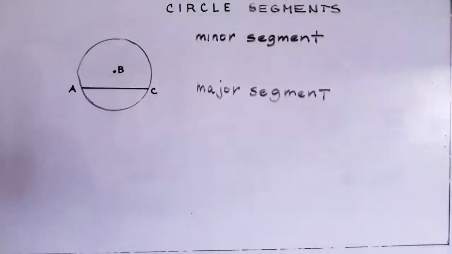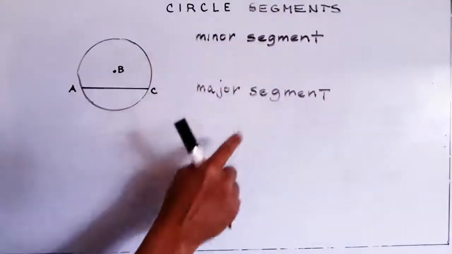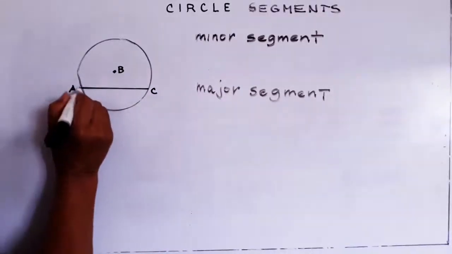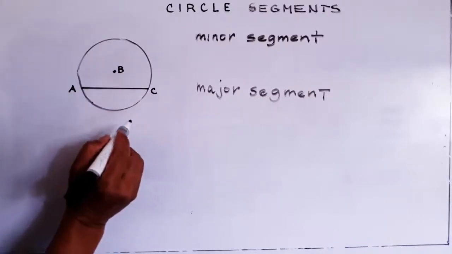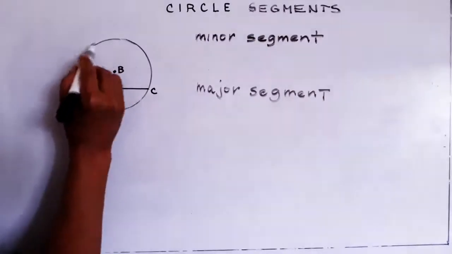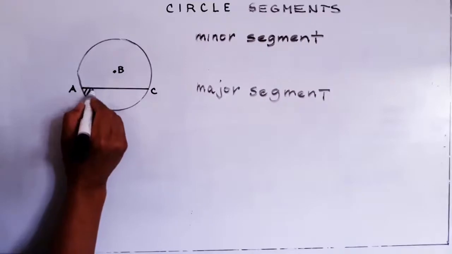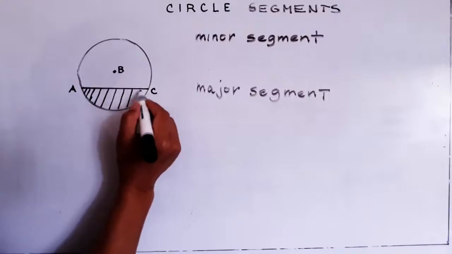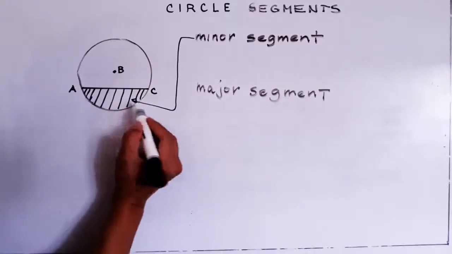Semicircle. Okay, let's have now circle segments. For segments, you have the minor segment and the major segment. We have a chord here, class. This one is chord AC and we have two segments here. This smaller one is called the minor segment and the other one is called the major segment. So we have a chord and this area here, which I am going to shade, is called the minor segment.